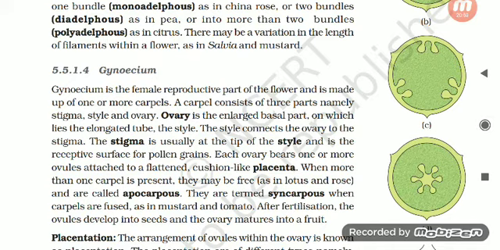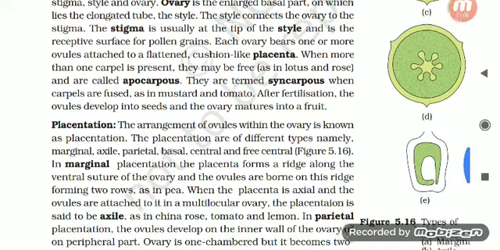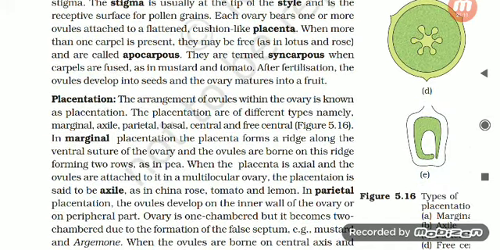When more than one carpel is present, they may be free, as in lotus and rose, and are called apocarpous. They are termed syncarpous when carpels are fused, as in mustard and tomato. After fertilization, the ovules develop into seeds and ovary matures into a fruit. Placentation. The arrangement of ovules within the ovary is known as placentation. The placentation is of different types, namely marginal, axile, parietal, basal, central, and free central.